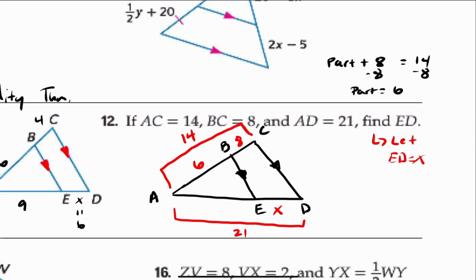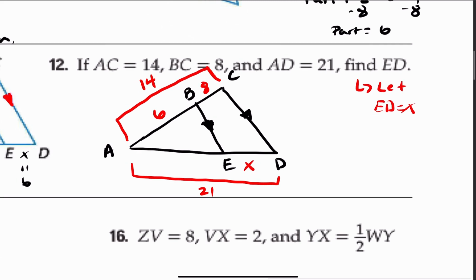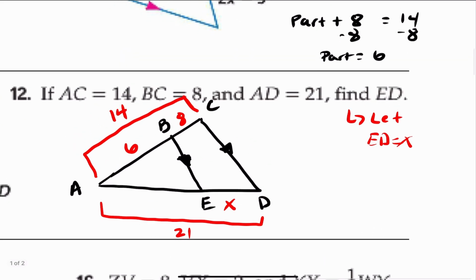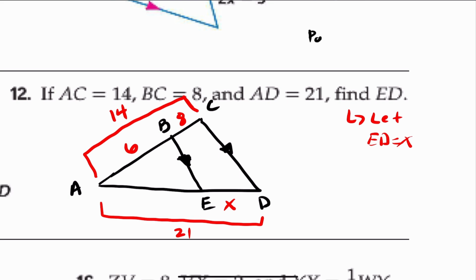Alright? And then we're going to go ahead and do the same thing. We're going to solve for this part here. I'm going to go ahead and erase this now. I have part plus x is equal to the whole thing, which is 21. So then I'm going to subtract both sides by x. So the part is equal to 21 minus x. So this is 21 minus x. Okay? And that makes sense because, y'all, look.